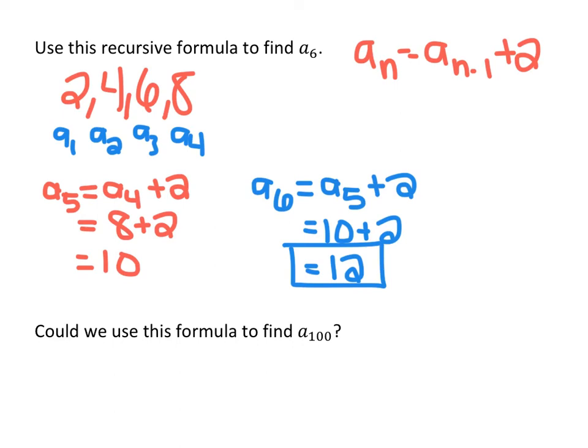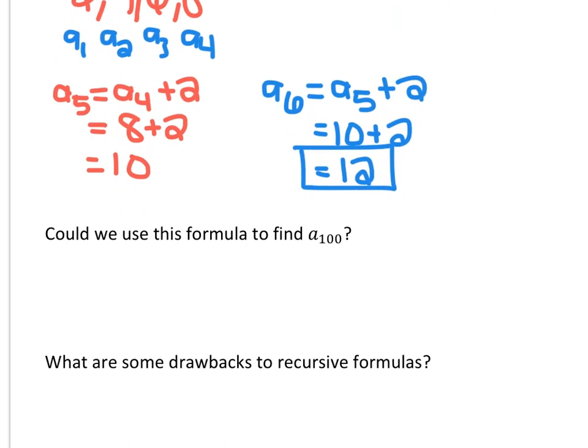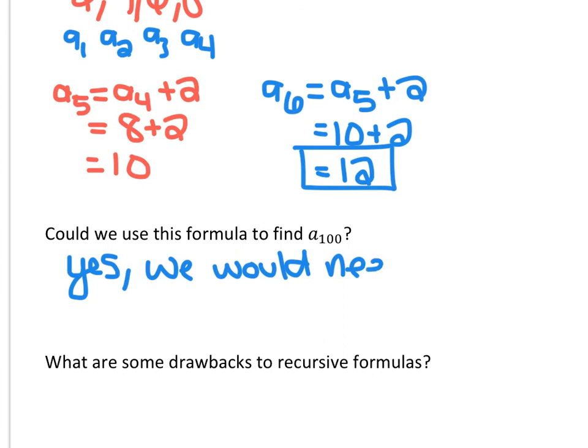Now, could we use this formula to find A100? Yes. What would we need to know in order to find A100? We would need to know the term that's directly in front of it, right? Which would be A99. A subscript 99.